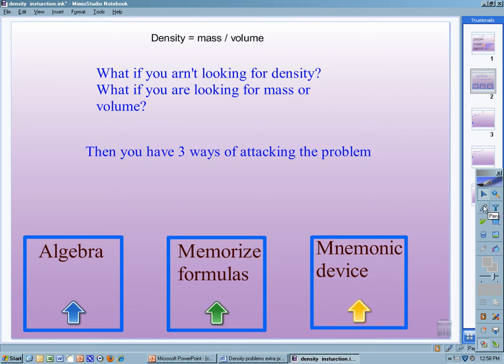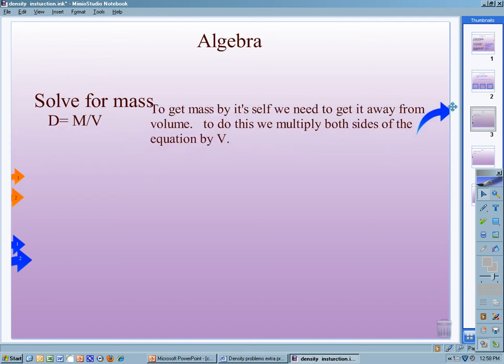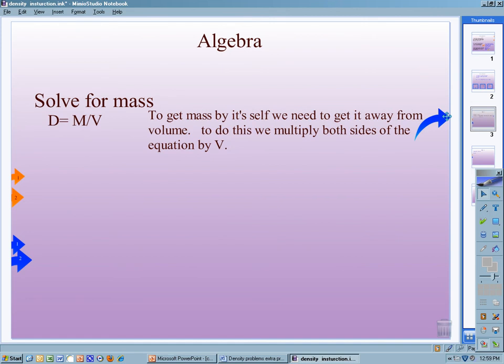Now, let's start with algebra. When you start with algebra, you start with what you know. You know that density equals mass divided by volume. We've been practicing that for a while. You should know that at this point. So the first thing you need to do is find a way to get mass by itself. And to do that, we multiply both sides of the equation by V. So we multiply both sides by volume.